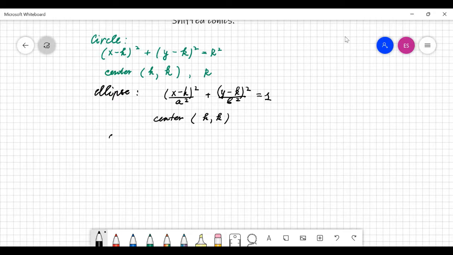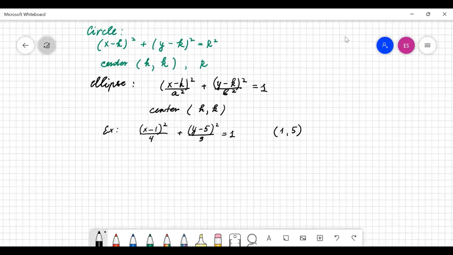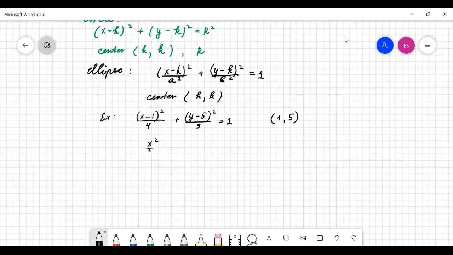So, example: x minus 1 squared over 4 plus y minus 5 squared over 9 equals 1. So this is going to be an ellipse shifted to the point 1, 5, so the center, right? What I'm going to do, guys, is graph the ellipse x squared over 4 plus y squared over 9 equals 1, and then shift it to this center position.